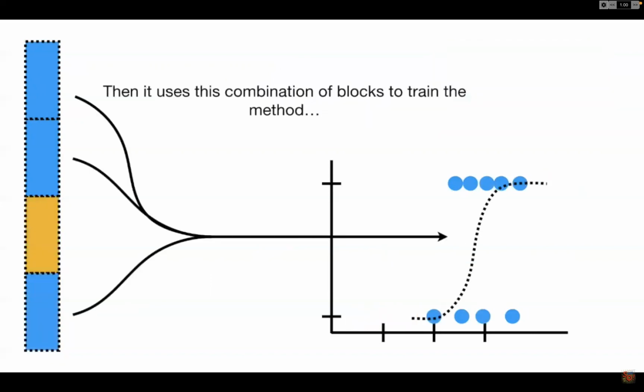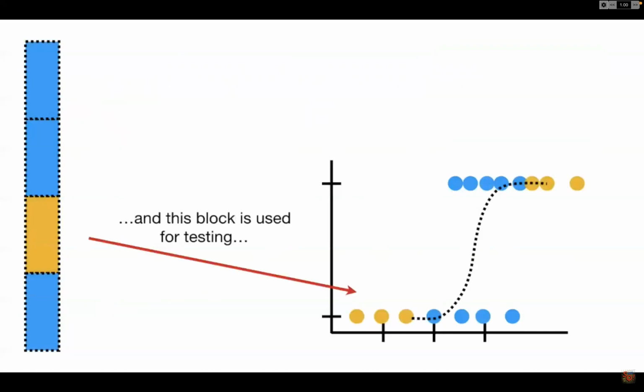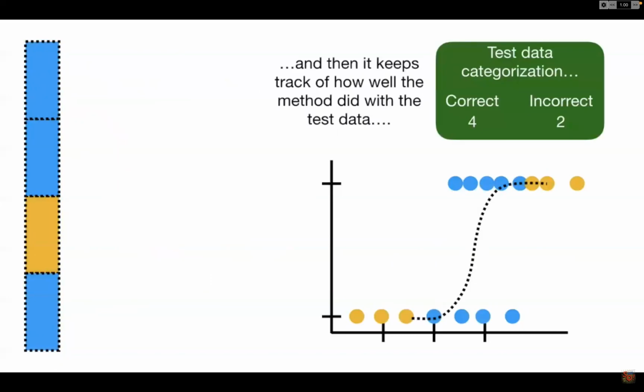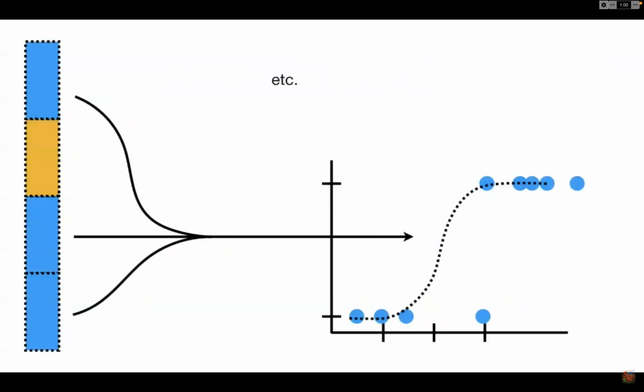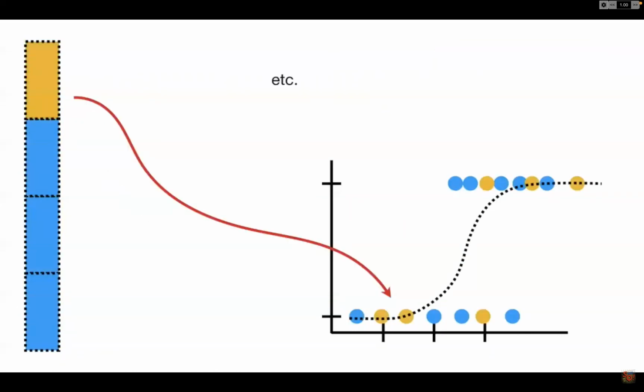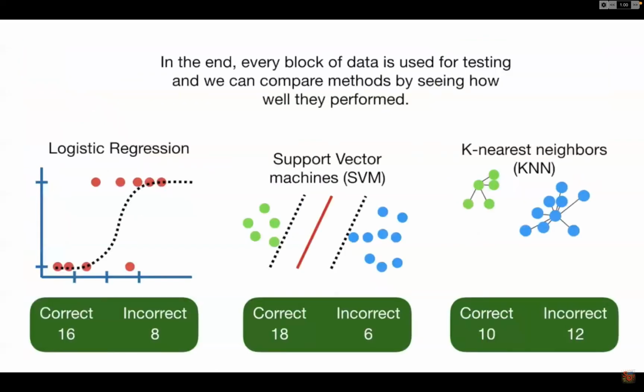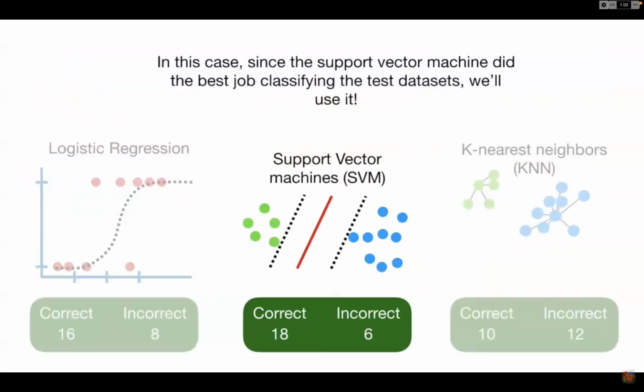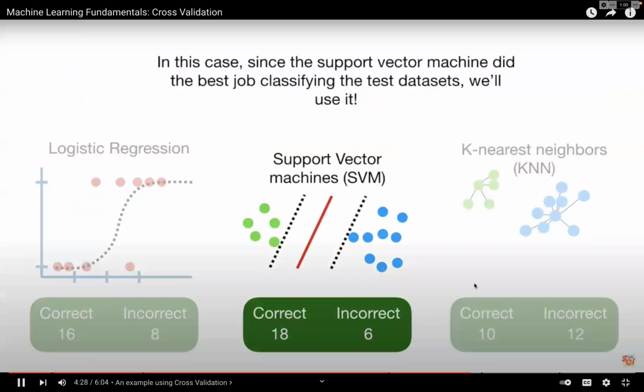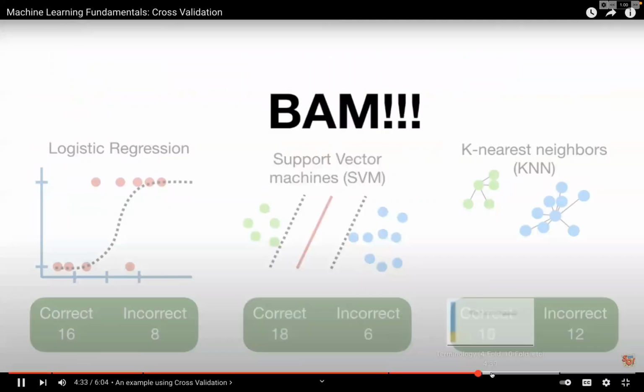And then it keeps track of how well the method did with the test data. Then it uses this combination of blocks to train the method. And this block is used for testing. And then it keeps track of how well the method did with the test data, etc., etc., etc. In the end, every block of data is used for testing, and we can compare methods by seeing how well they performed. In this case, since the support vector machine did the best job classifying the test datasets, we'll use it. Bam!